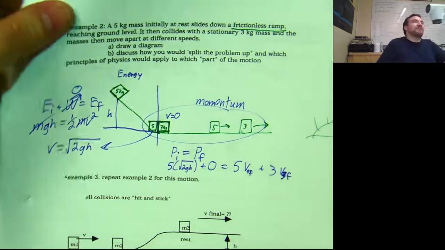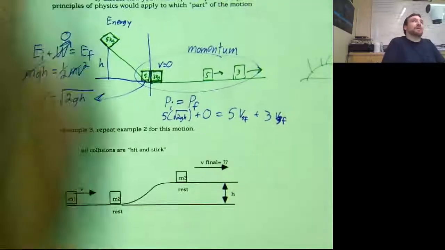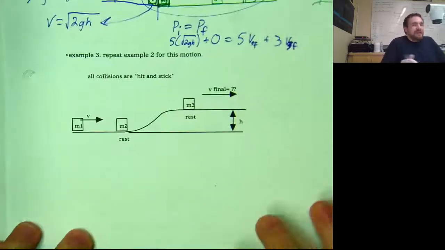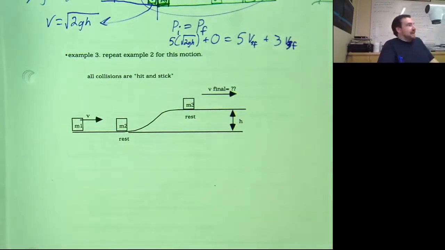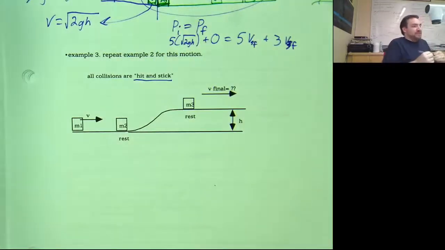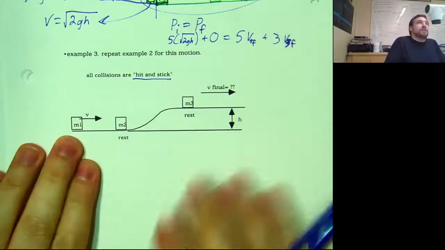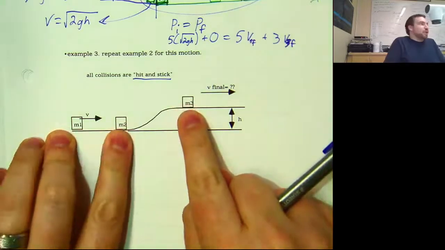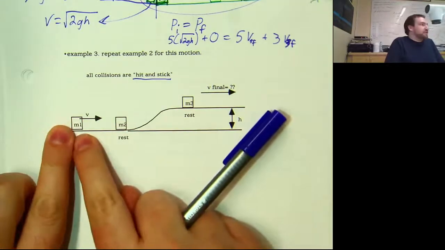One more. I'm not even really going to do this one. We're just going to talk about it. Are there any questions about this? Okay. Then talk to me about this. All we're going to do is analyze. We're told all collisions are hit and stick, which means the objects are going to be combined. This is the setup. You've got a mass, and a mass, and the only thing you do is give this mass an initial velocity of v.